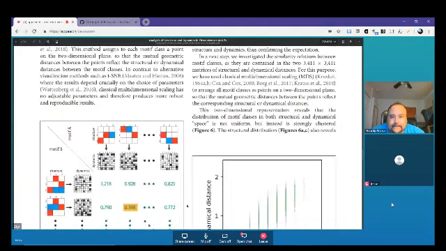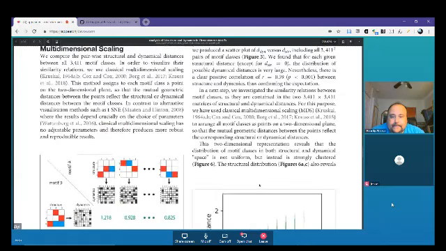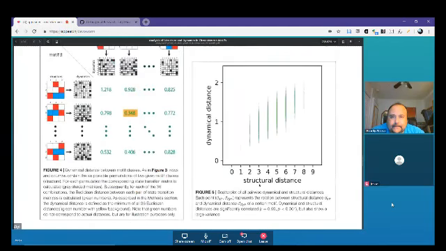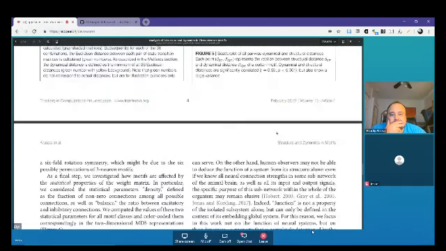And they basically generate some very interesting results. They found a positive correlation between the structural distance and dynamical distance, as you can see in the figure. And note that the structural distance is discrete, so therefore it's just like lines here. But for each structural distance, the distribution of dynamical distance is very wide.